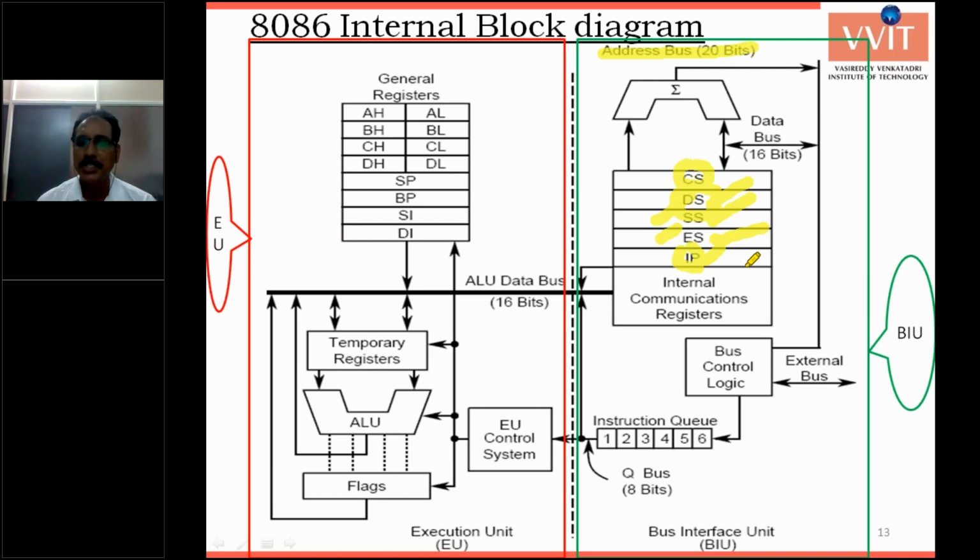IP is the instruction pointer. The instruction pointer is referred to by the offset address, that means the address within the segment from the base. Another name of the offset address is the effective address, or it is also called the location counter.